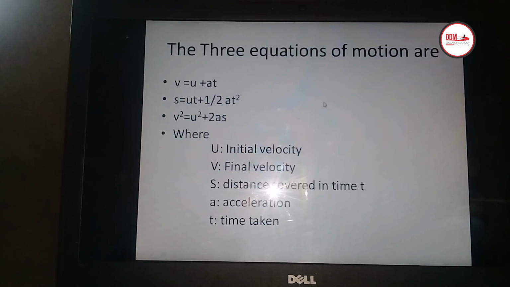Now let us come to what the three equations of motion are. The first equation is v = u + at. The second equation is s = ut + half at square. And the third equation is v square = u square + 2as, where the symbols have their usual meaning, that is, u is the initial velocity, v is the final velocity, s is the distance covered in time t, a is the acceleration, and t is the time taken.